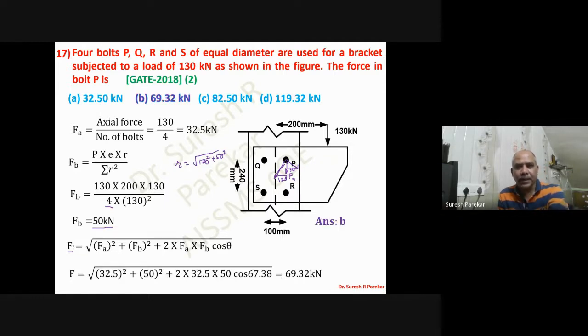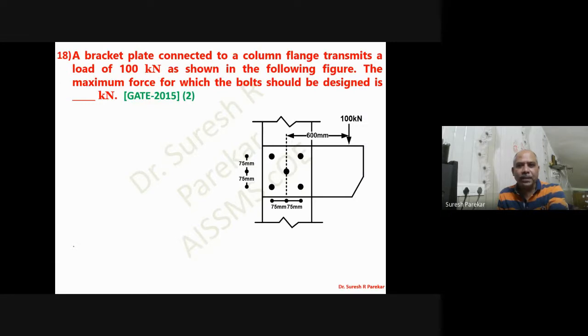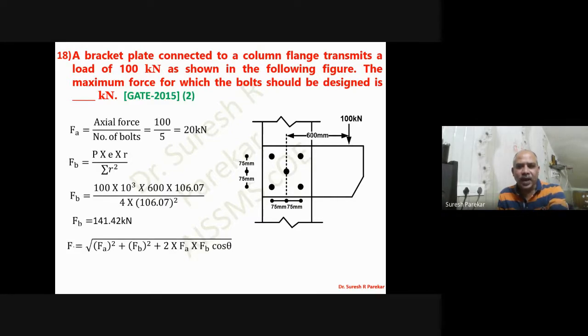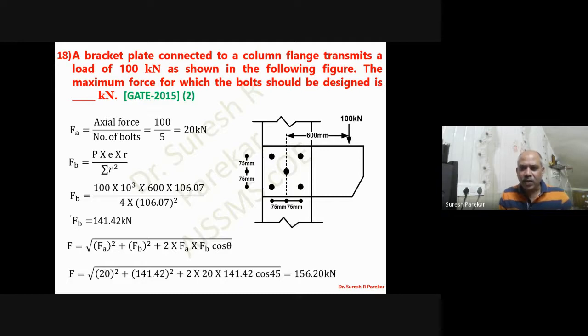Then by using formula of F, we are going to get value 69.32 kilonewton. Option is B. Then we have a bracket plate connected to a column, and then we have 100 kilonewton load applied. Now we have to go in the same fashion. So R we have to calculate here. This will be my value of R. Now we have R for 4 bolts only. For 5th bolt, your value of R is 0. So again, we have considered 4 bolts only, and this will be the actual maximum value of R. So farthest bolt we have to consider. So we have answer as 156.20 kilonewtons.